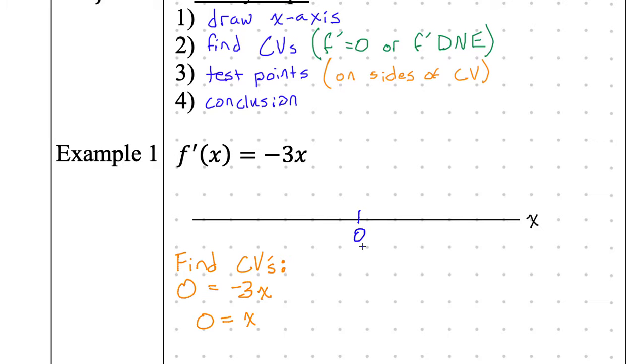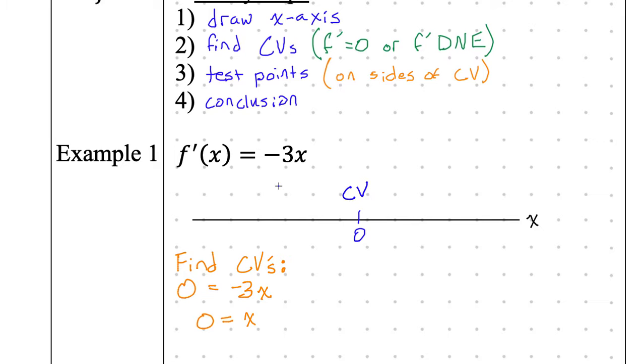And let's label it. What thing did we just find? We found a critical value, a CV. All right, we're on step number 3. We're going to test points on either side of our CV. If you have an interval, you'd find here, here, and here. But since we only have 2 sides, I'm just going to test a point here and here, just anywhere to the left and right.